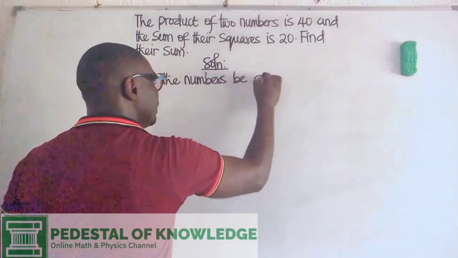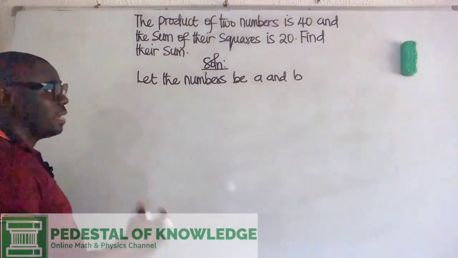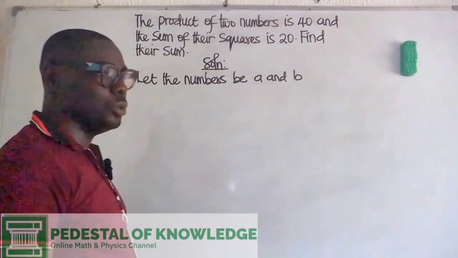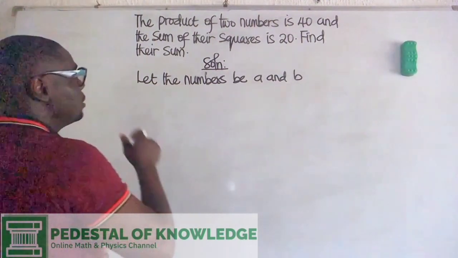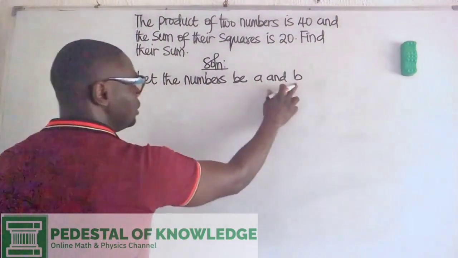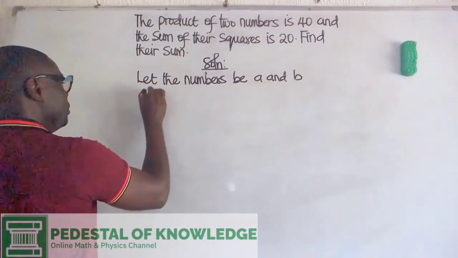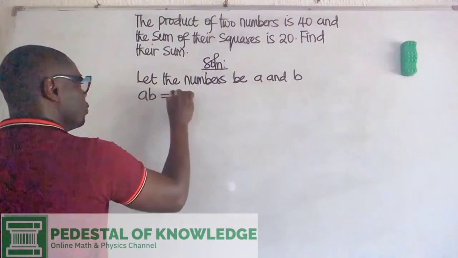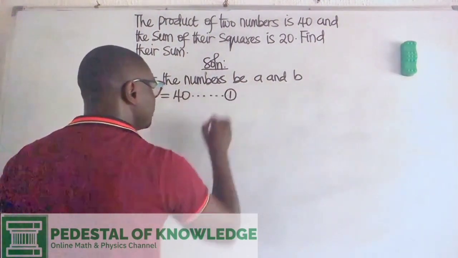Okay, now what we're going to do is to let the numbers be A and B. You can use X and Y, you can use P and Q as the case may be. Now, it says the product of two numbers is 40. That means that the product of A and B is equal to 40. That means AB is equal to 40. Let's call it equation 1.